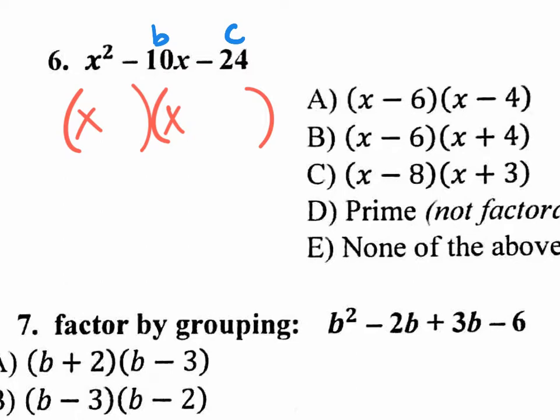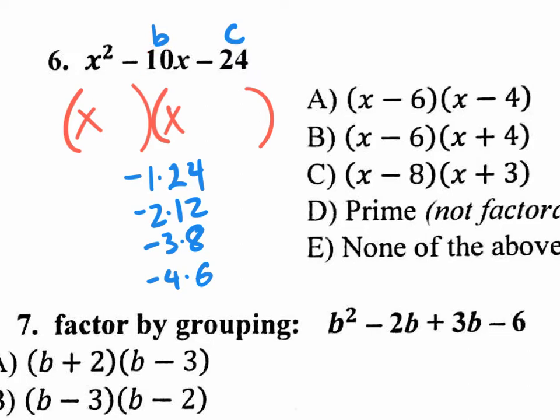How about this? If you're slightly confused, what you should do is make a list of the multiples of your C value. Negative 1 times 24. Negative 2 times 12. Negative 3 times 8. Negative 4 times 6. Those are all the possible ways of getting negative 24, multiplying, besides changing signs. So which pair of numbers, when you add them together, gives you a negative 10?